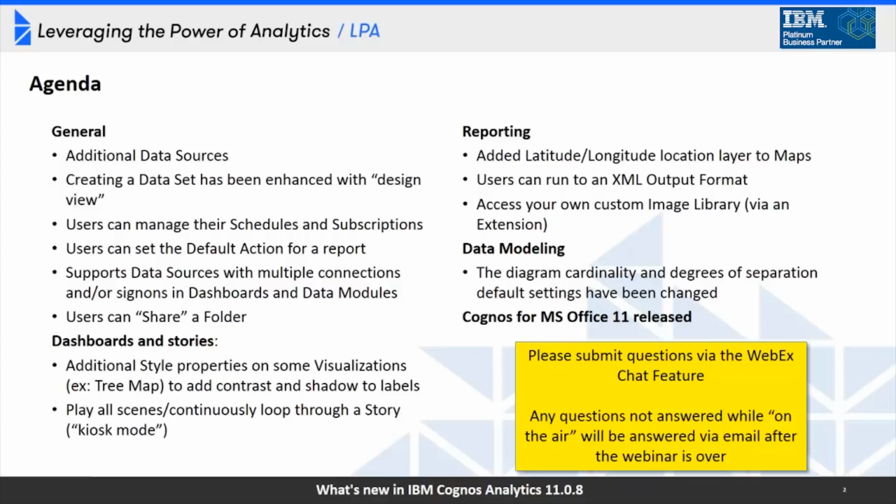And then finally, in the world of data modeling, the diagram in a data module has been changed. A couple of defaults are different, and the way that degrees of separation works is different. And just to let you know, the Cognos for Microsoft Office add-in for version 11 has been released. This is the add-in that allows you to embed report outputs from your Cognos 11 environment in your Microsoft Word documents, your Excel documents, or your PowerPoint documents.